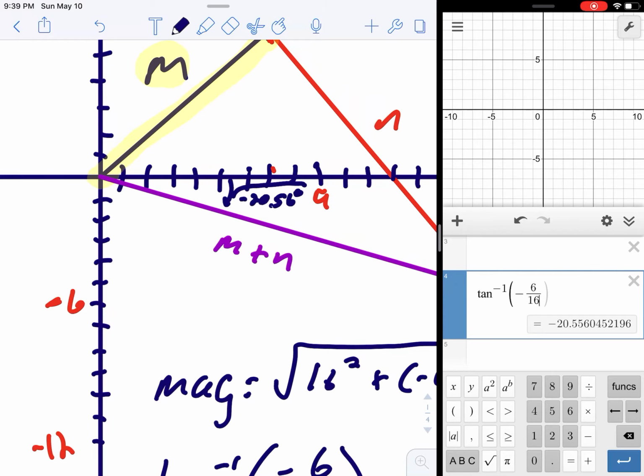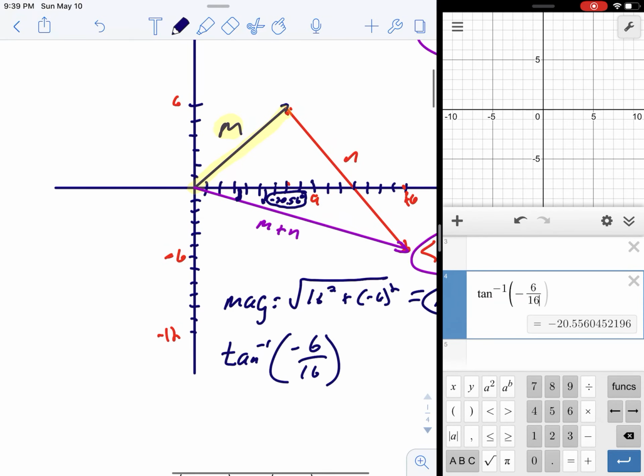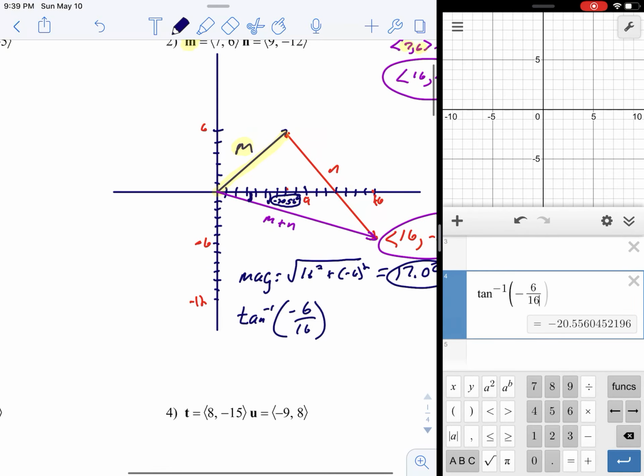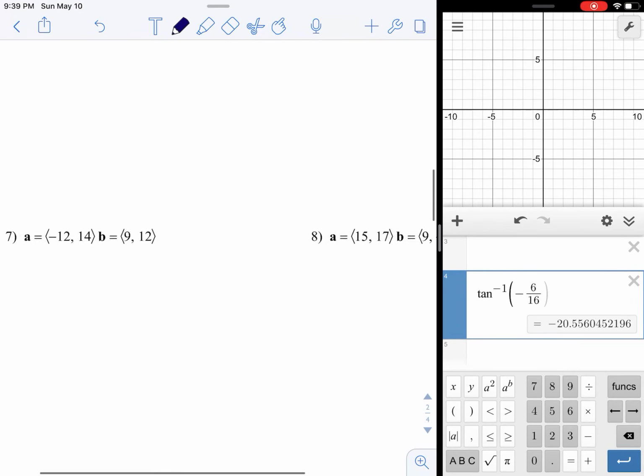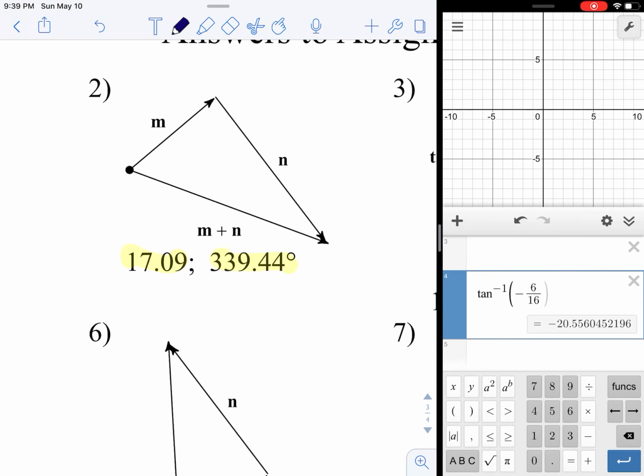20.56 degrees. See, if we didn't have graph paper, it'd be kind of hard to tell exactly what that angle was referring to, but now we see it's basically a reference angle like we learned about in trig. So that's why I like to have the graph paper here. But if I check the answers, is negative 20.56 the answer? No, it's not. So what's up with that?